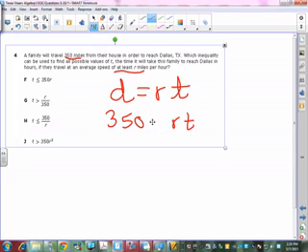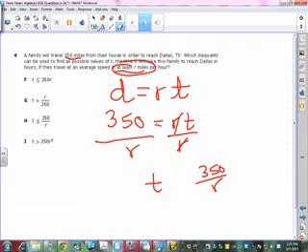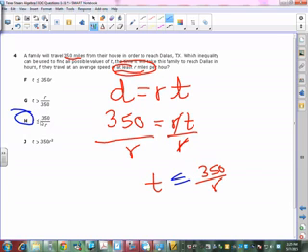And so they're going 350 miles in their rate times time, and they want us to solve it for t. So how would we solve for t? We would divide by r, so we get t is equal to 350 over r, but you notice it says at least. That means that their time could be that, or it could be more than that. So since that's the case, H would be the answer.